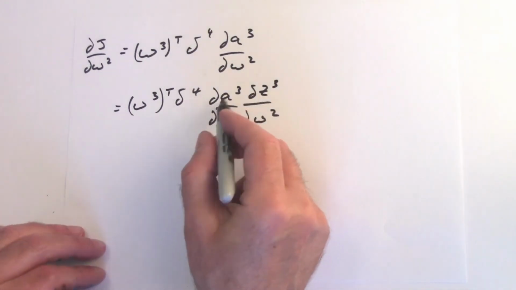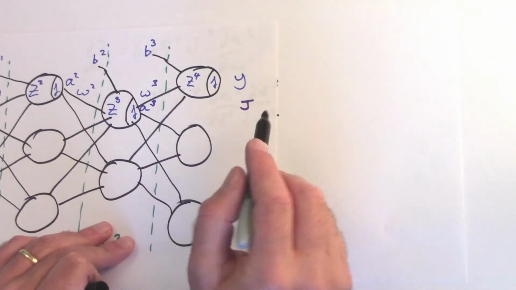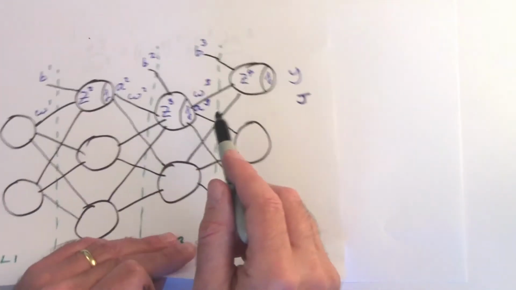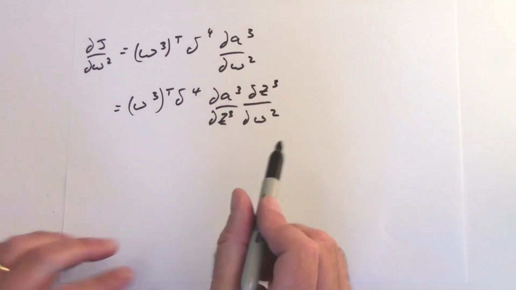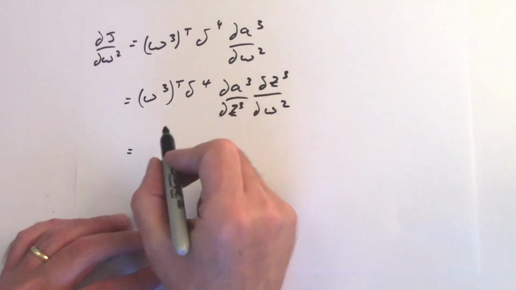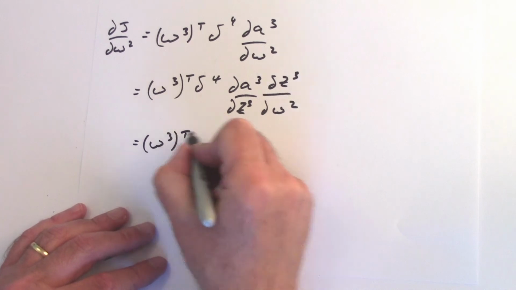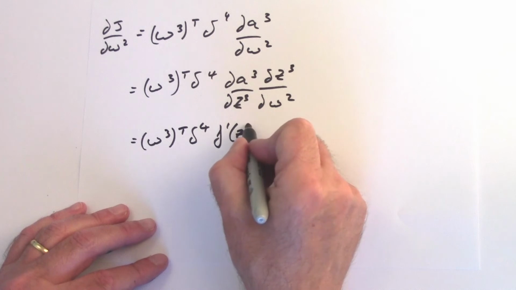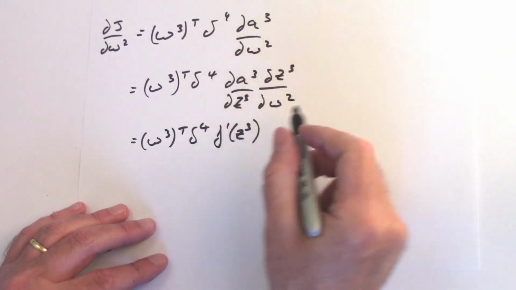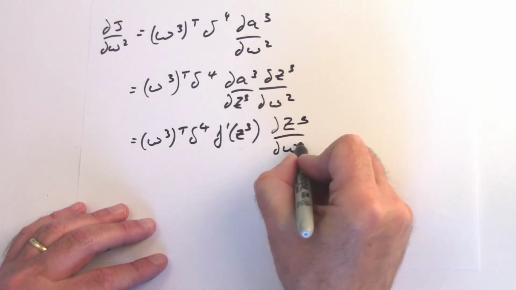So what have we got here then? We've got dA3 by dz3, and you can see that we just have the dependent variable as the activation function, so that becomes the differential of the function of z3, times dz3 by dW2.